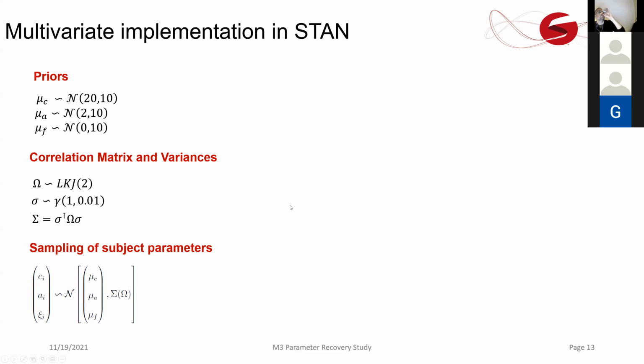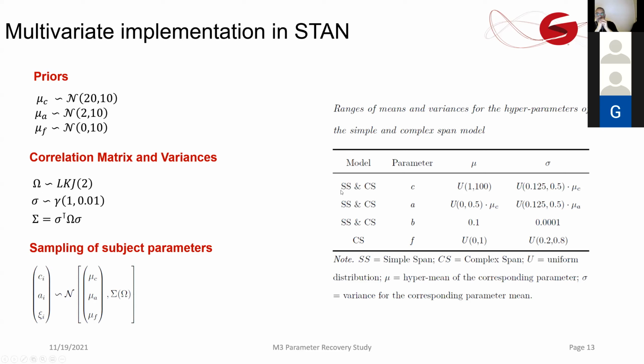And as you can see here, this is for every model class, for the simple span and the complex span model. We used uniform distributions to randomly sample for every simulation run a parameter value, the mean of C, and the variance was calculated in the range between 0.125 and 0.5 multiplied by the according parameter value. And we did this for all parameters except for B, because B was fixed as scaling parameter, and for the complex span model, which features F, we set F to 0.2 and 0.8 because it undergoes a logistic transformation during the sampling process.